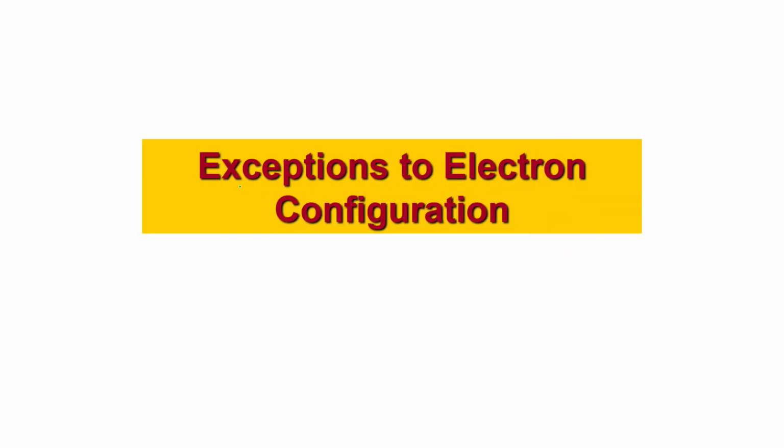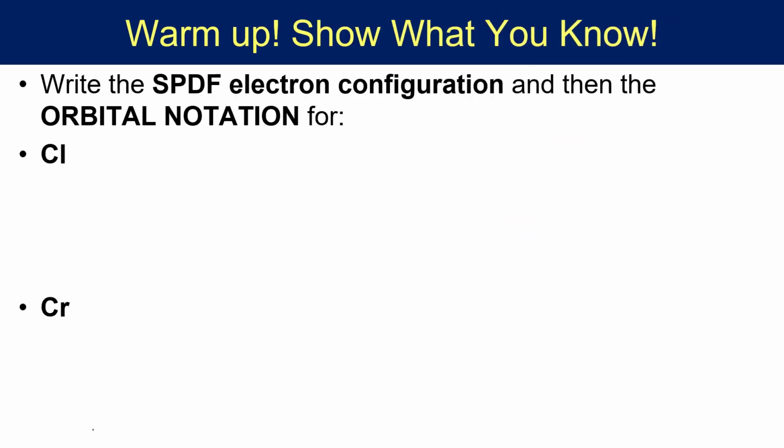Now it is time to talk about probably the most important thing in this video, and it is the exceptions to your electron configurations, things that do not follow the rules of filling. It's like having irregular verbs in a language class. Well, this is one of the irregular verbs in our chemistry class. So let's check this out. I'm going to start off our last segment of this video with a little interactive piece. I want you to write the SPDF electron configuration and the orbital notation for both chlorine and chromium.